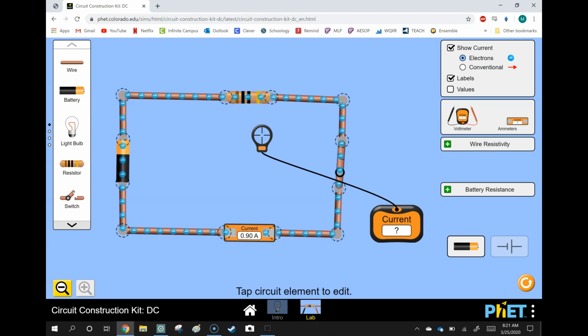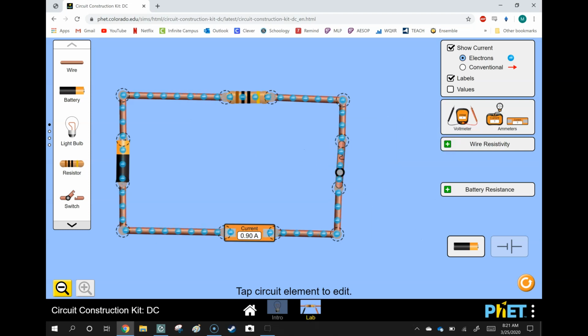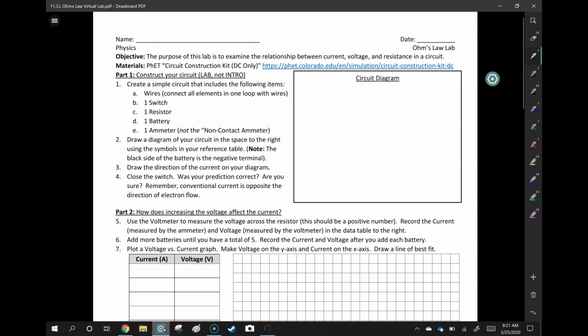When we do parallel circuits, it might be different. But in series circuits, it's all going to be the same. So this is a cool little intro to series. But that's not what we're talking about. We're going to look at the voltage, the current, and the resistance.